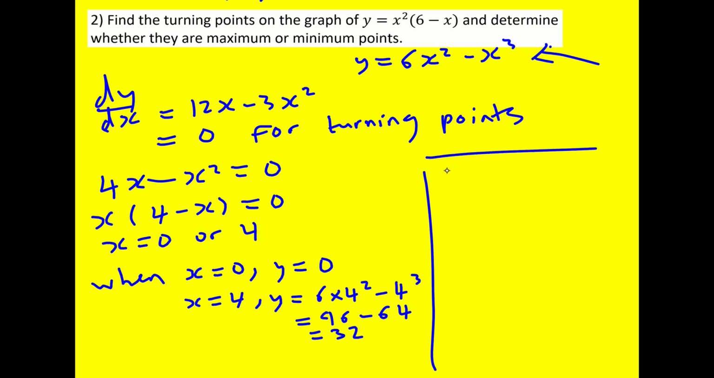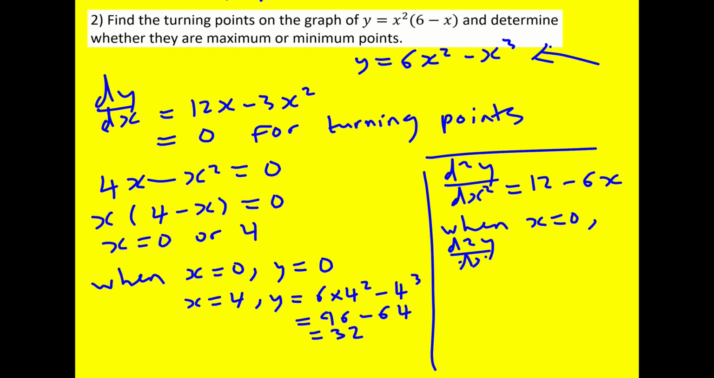Okay, now we need to classify. d2y by dx squared is equal to 12 minus 6x. When x equals 0, d2y by dx squared equals 12. So greater than 0, a minimum.